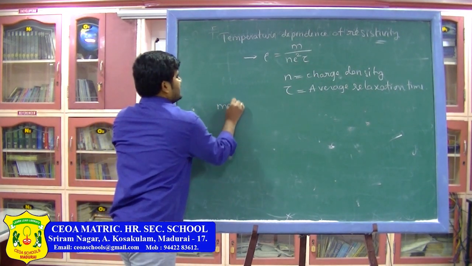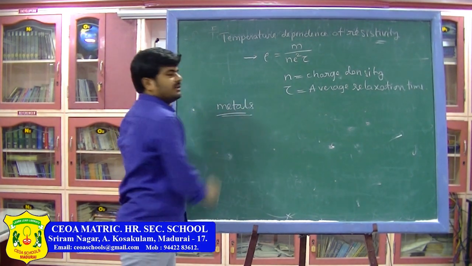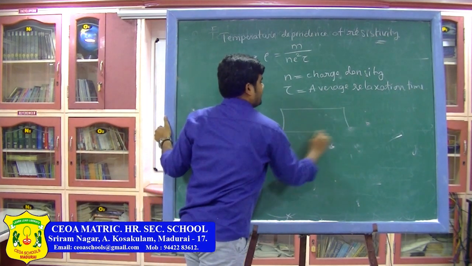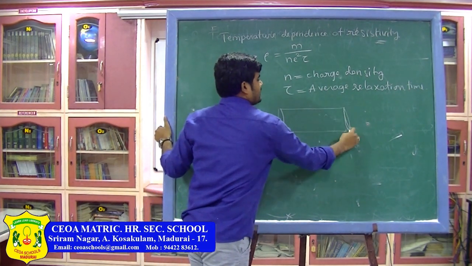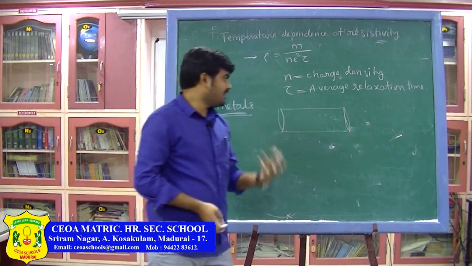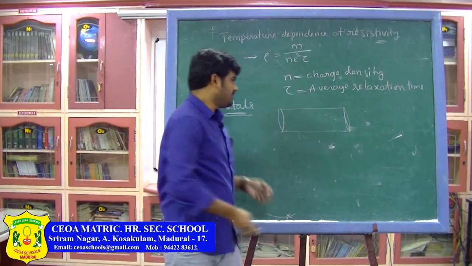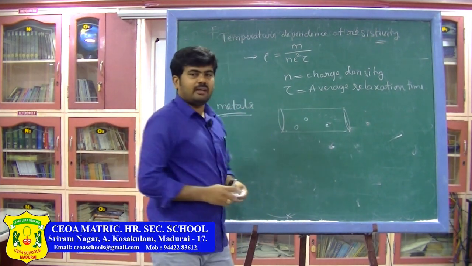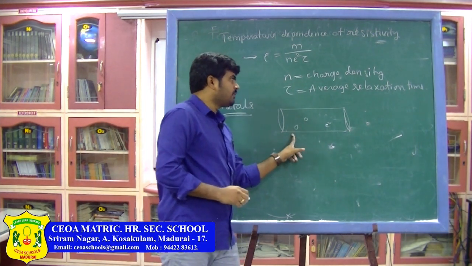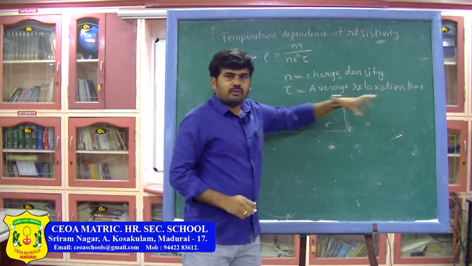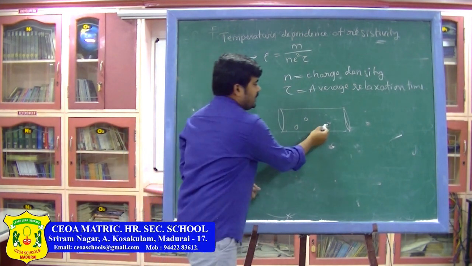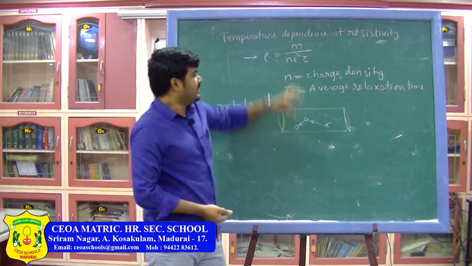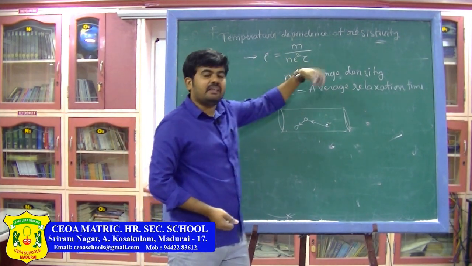So in case of metals, when temperature is increased, because a metal contains a large number of free electrons, these free electrons will gain that thermal energy and their average kinetic energy values will increase. That means if you take an electron, the time taken by the electron between two successive collisions is called the average relaxation time. Because of more thermal energy, the speed of the electron will increase, so that the collision takes place in a very quick time. That means the average relaxation time will decrease with increase in temperature.